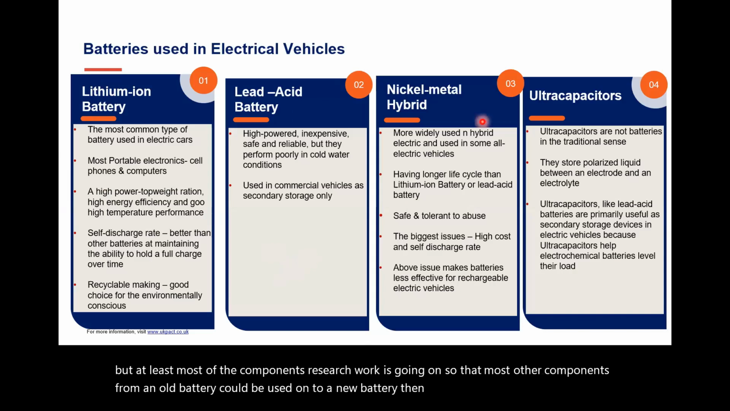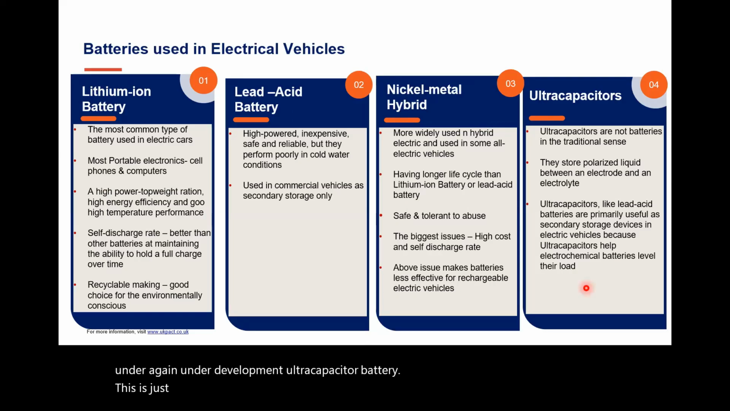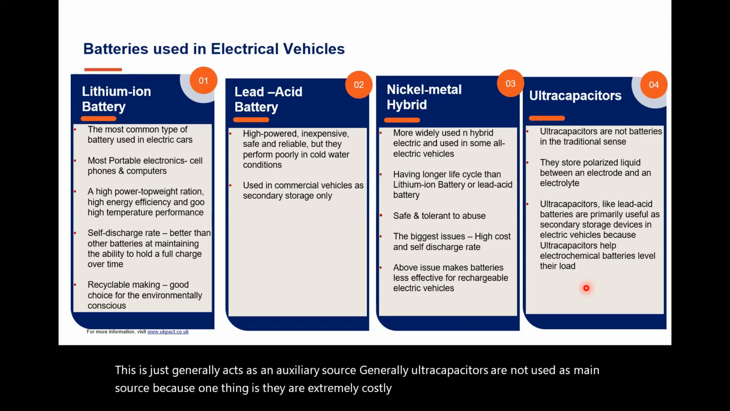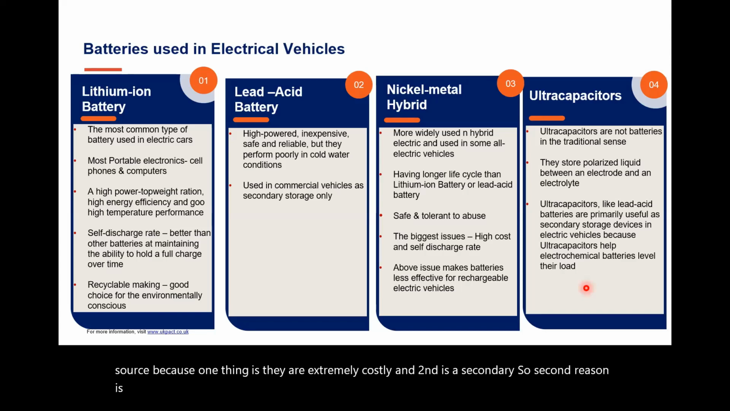Ultra capacitor battery. This generally acts as an auxiliary source. Generally, ultra capacitors are not used as main source because one thing is they are extremely costly, and the second reason is the efficiency. Secondly, the space requirement also sometimes it is not possible to meet properly.